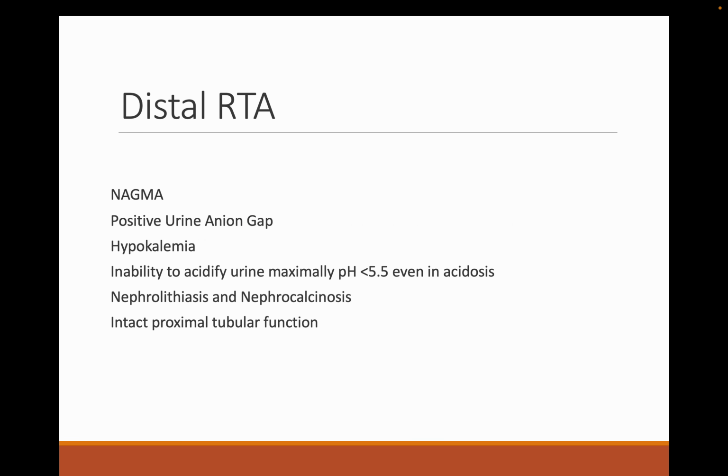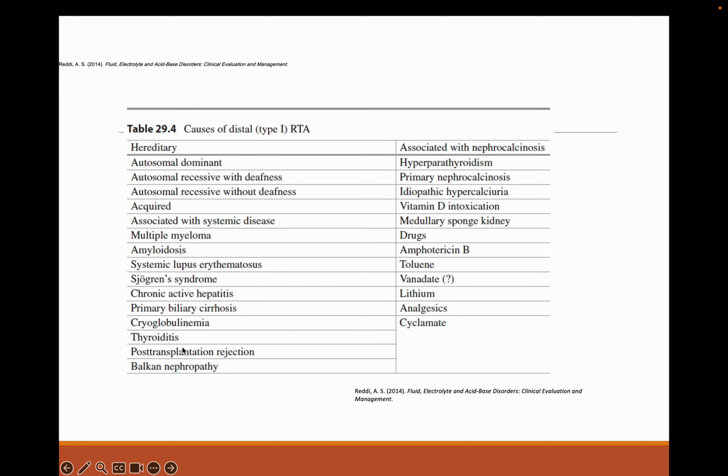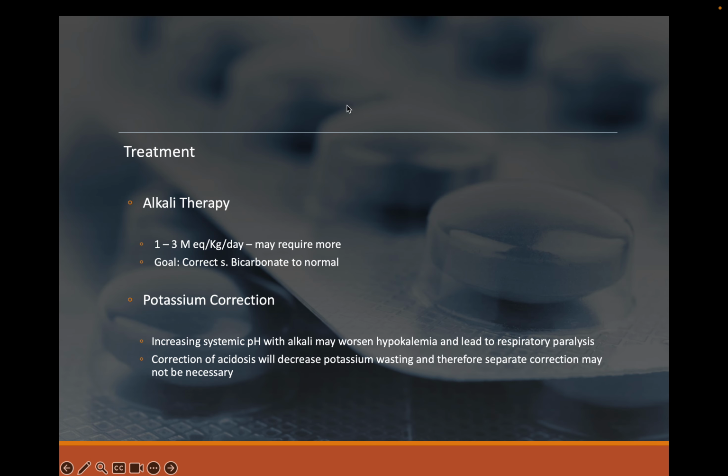So in distal RTA you have NAGMA. These are different scenarios: distal RTA, NAGMA, high positive urine anion gap, hypokalemia will be there. Urine pH will be more than 5.5, generally associated with stones. You look at the hypokalemia, you will understand. Proximal tubular function is intact. These are all the different causes; I don't want you to remember all of them. Generally, the treatment in distal RTA is 1 to 3 milliequivalents of bicarbonate per kg. Let's say it's a 60 kg patient, you start around 60 to 180 milliequivalents.